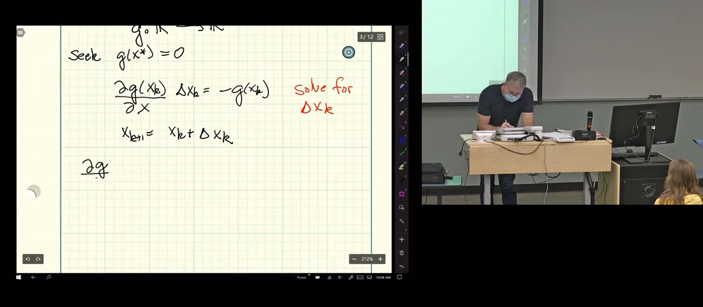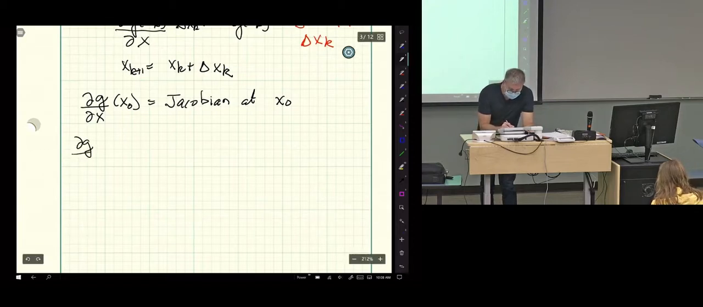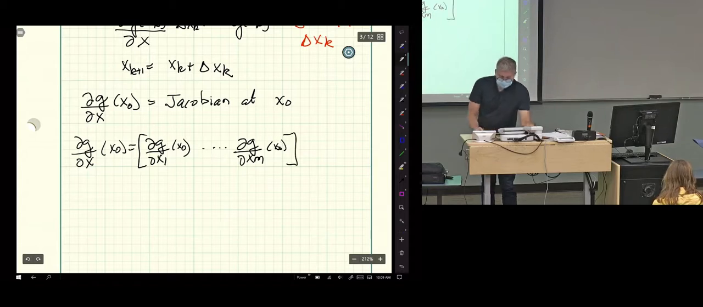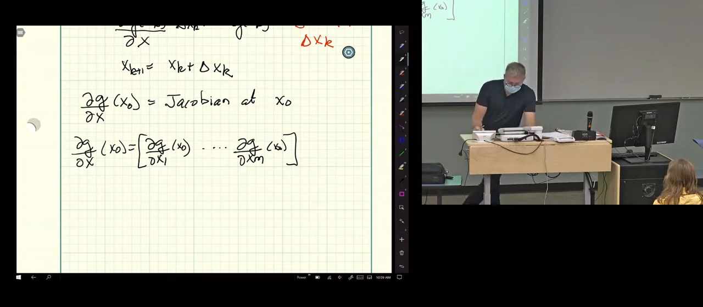Okay, and then dg dx at a point x0 is the Jacobian. And it's a matrix. Dot, dot, dot. Okay, let me let you catch up with your notes, because you're writing much more beautifully than I am, of course.